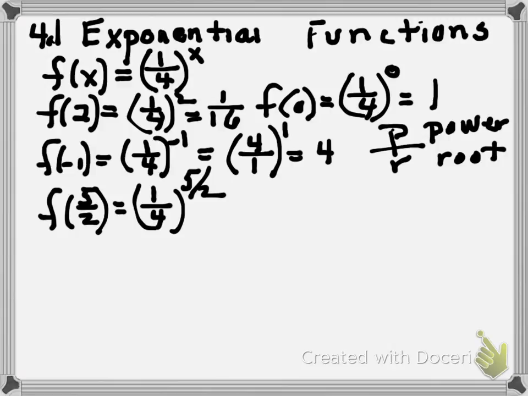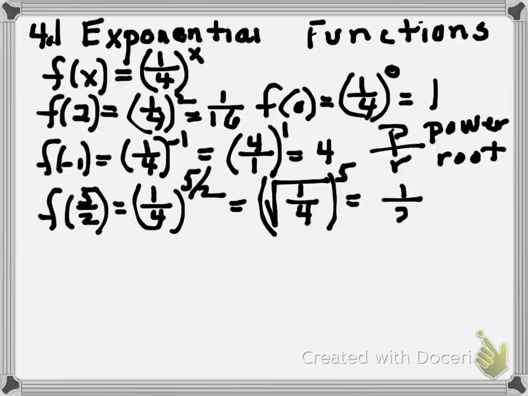So the first thing we're going to do is take 1/4 and take the square root of it, because the 1/2 power is square root. And then we're going to raise it to the 5th power. So the square root of 1/4 is 1/2, then 1/2 raised to the 5th power, which is 1/2 times itself 5 times, is 1/32.